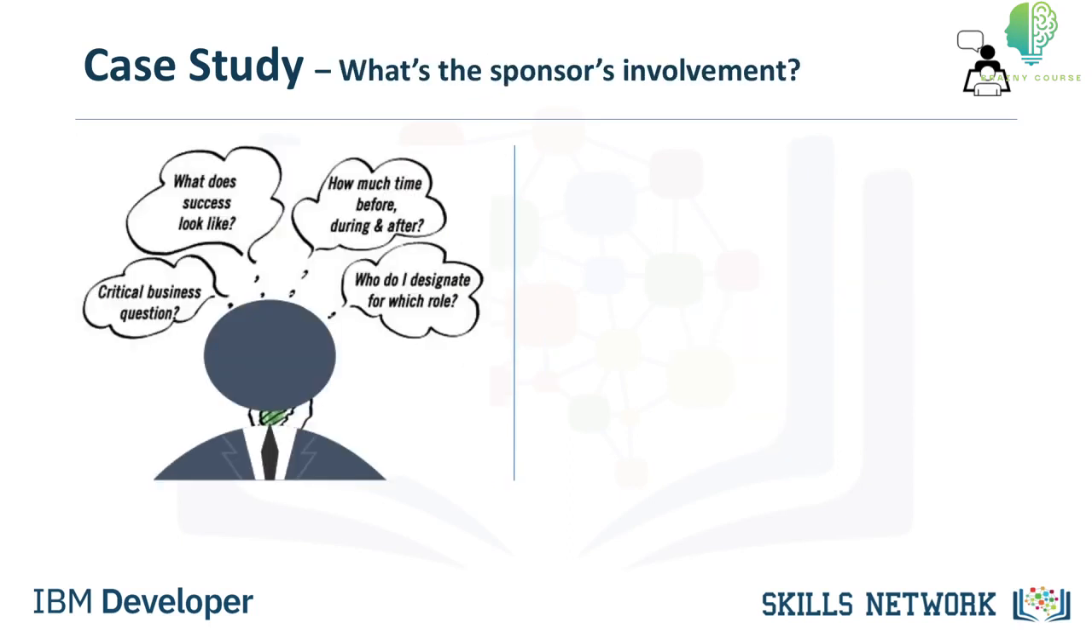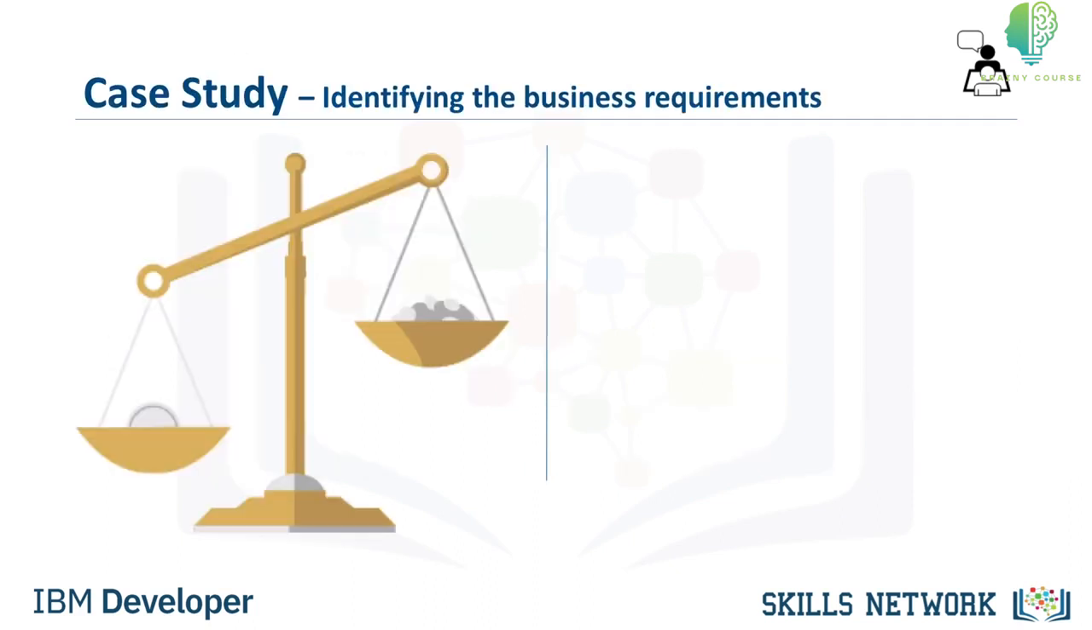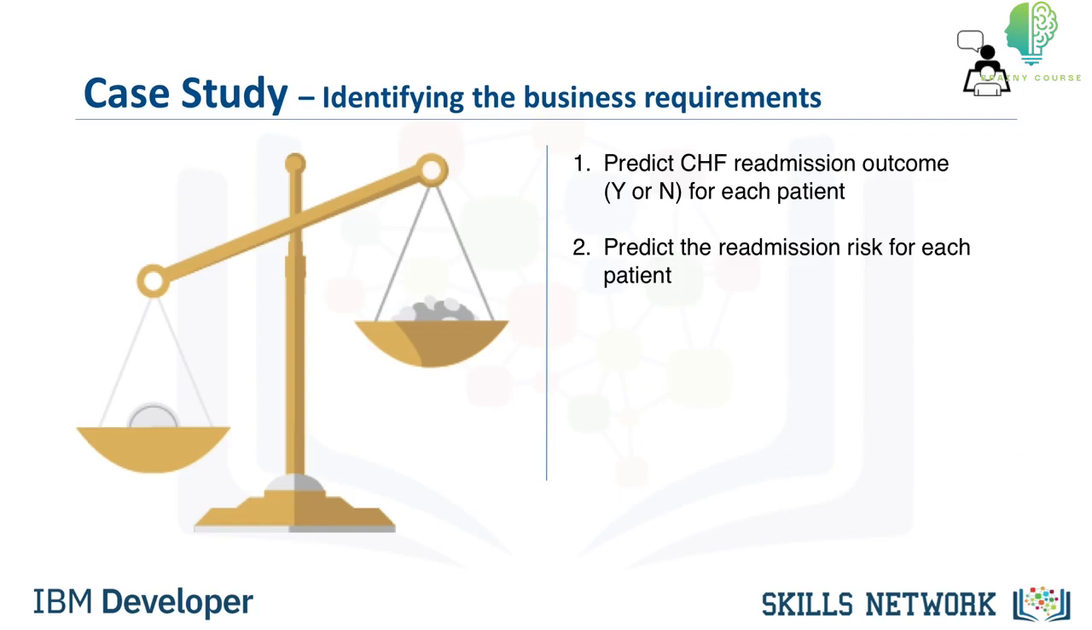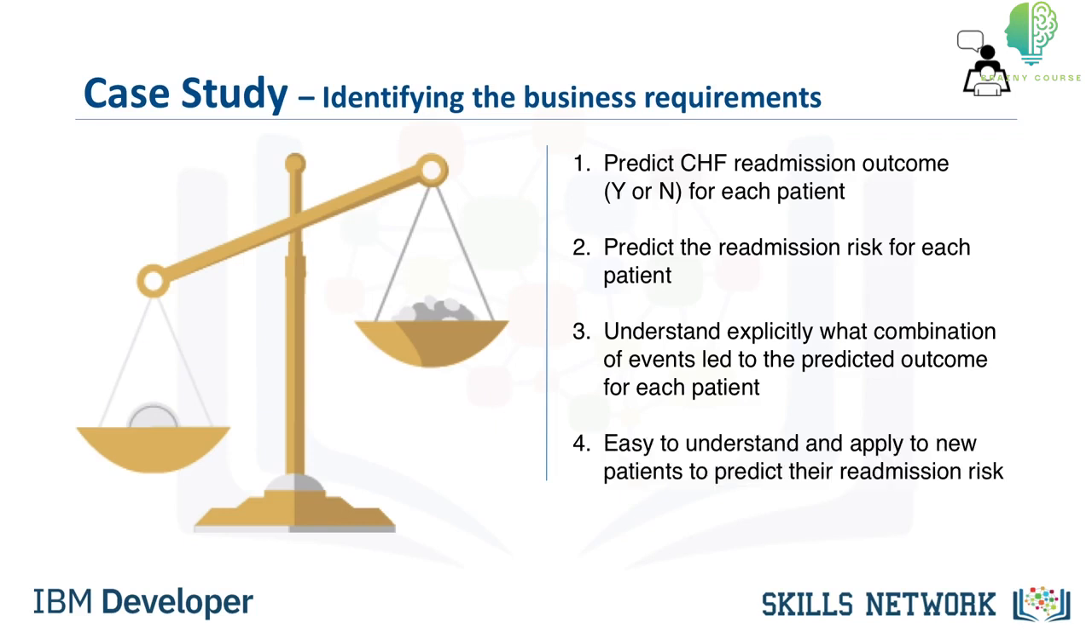The key business sponsor's involvement throughout the project was critical in that the sponsor set overall direction, remained engaged and provided guidance, and ensured necessary support where needed. Finally, 4 business requirements were identified for whatever model would be built, namely, predicting readmission outcomes for those patients with congestive heart failure, predicting readmission risk, understanding the combination of events that led to the predicted outcome, and applying an easy-to-understand process to new patients regarding their readmission risk.